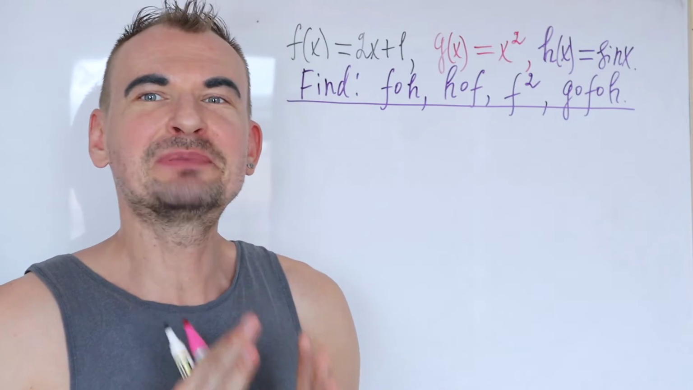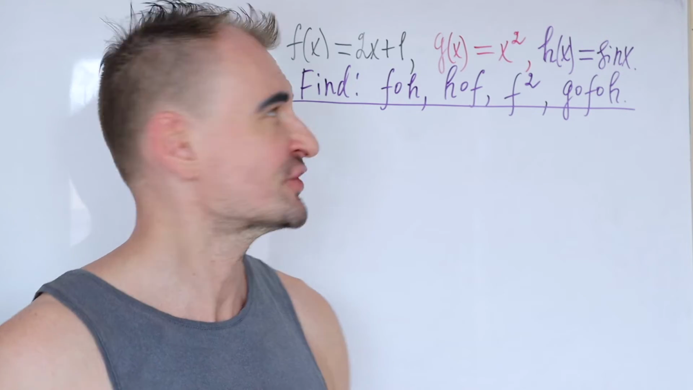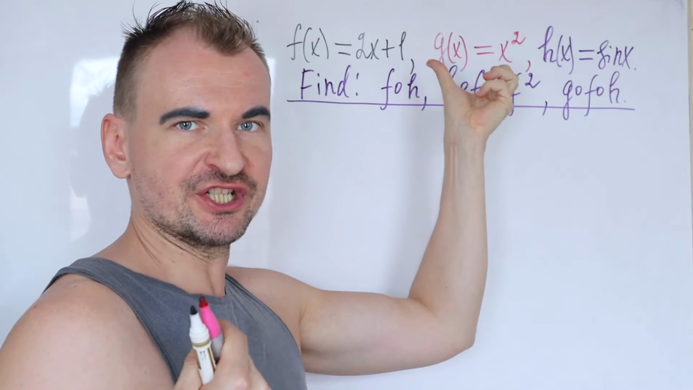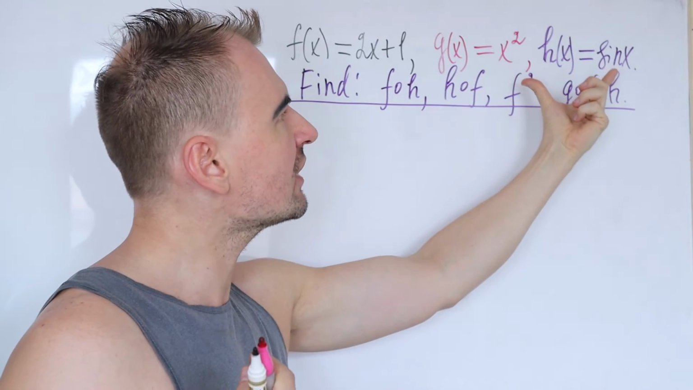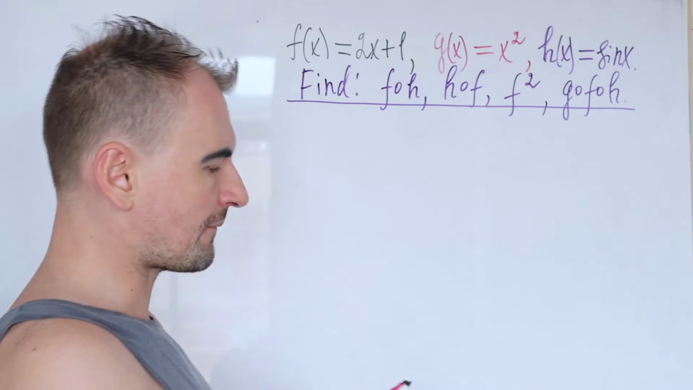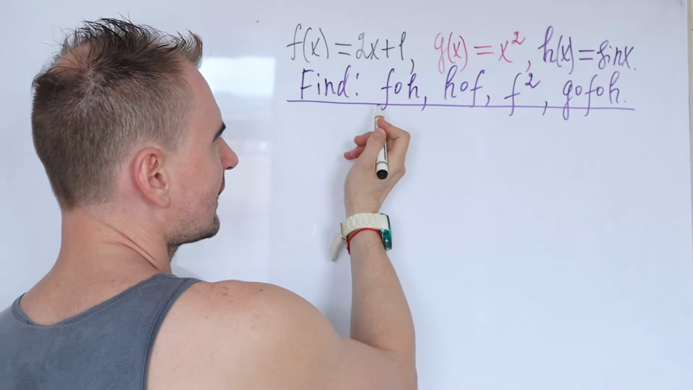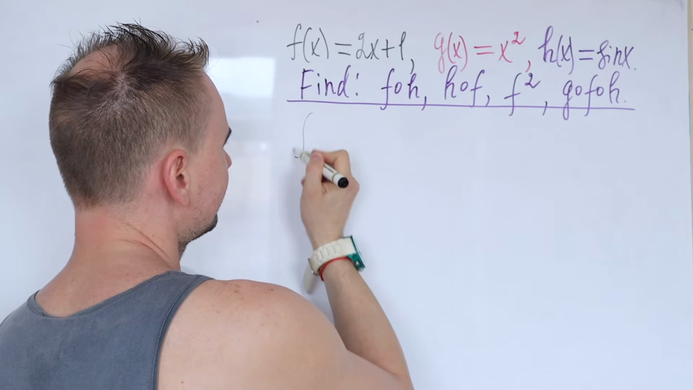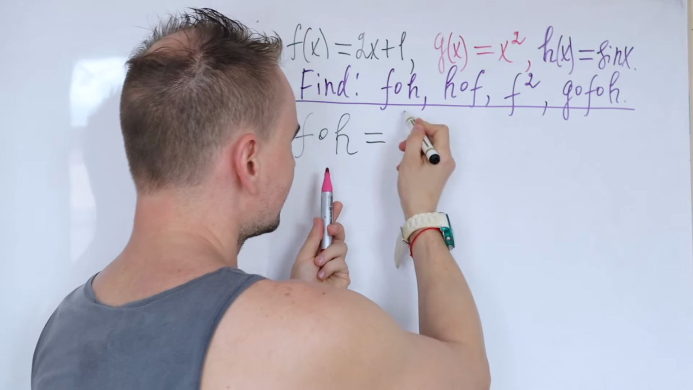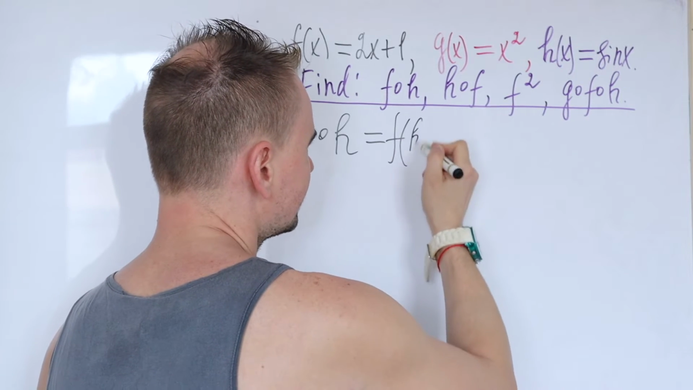Now, let's play with 3 functions. Besides this f and g, what we did in the last example, you are given h of x, which is sine x. Now, let's begin with f composition h. So you want to apply h first.